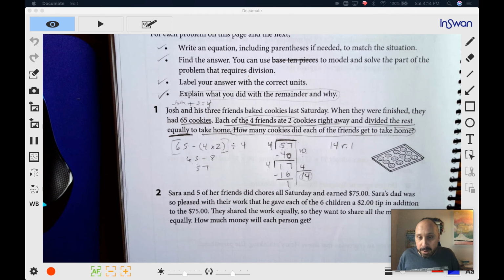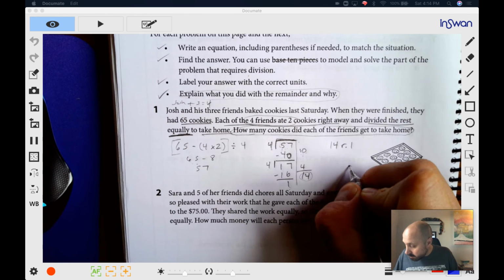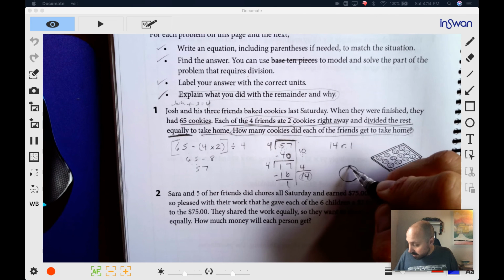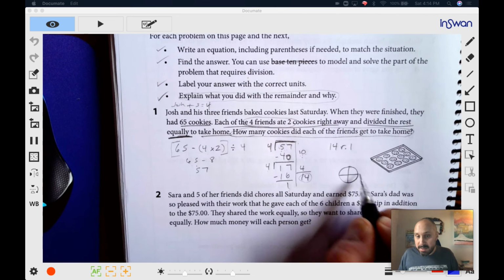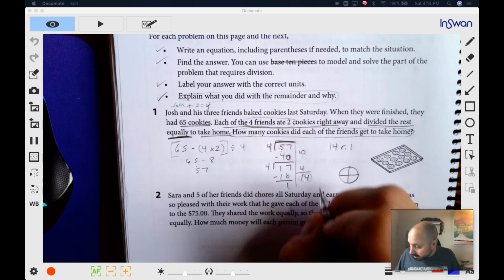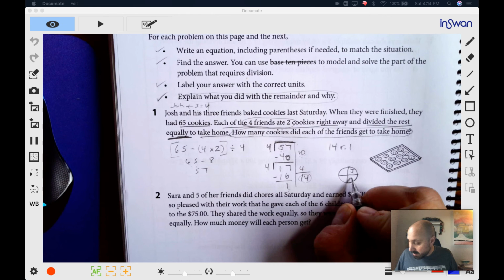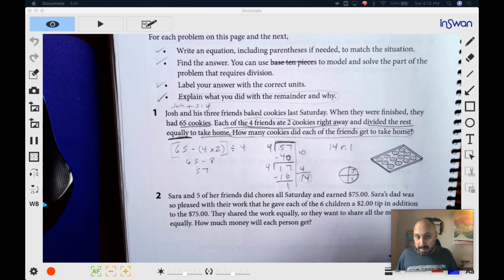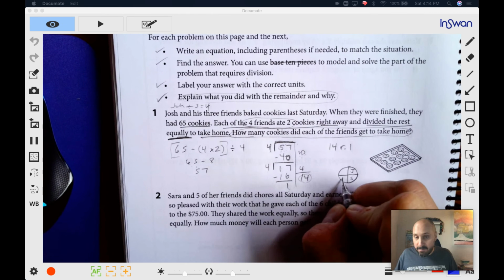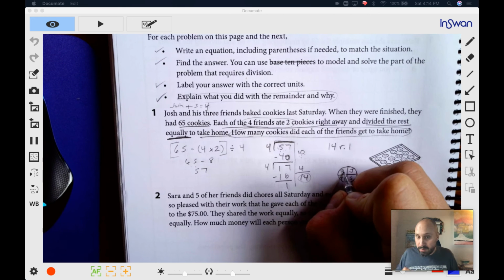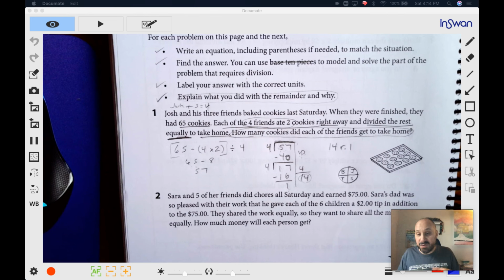What are we going to do with that cookie? Well, there's 4 friends, right? We could split that cookie into fourths. If I split my cookie into 4 equal parts, Josh would get 1/4. His first friend Sammy would get the second fourth. His other friend Timmy would get the third fourth, and his last friend Blake would get the other fourth. I just made those names up. But each friend would get a fourth.